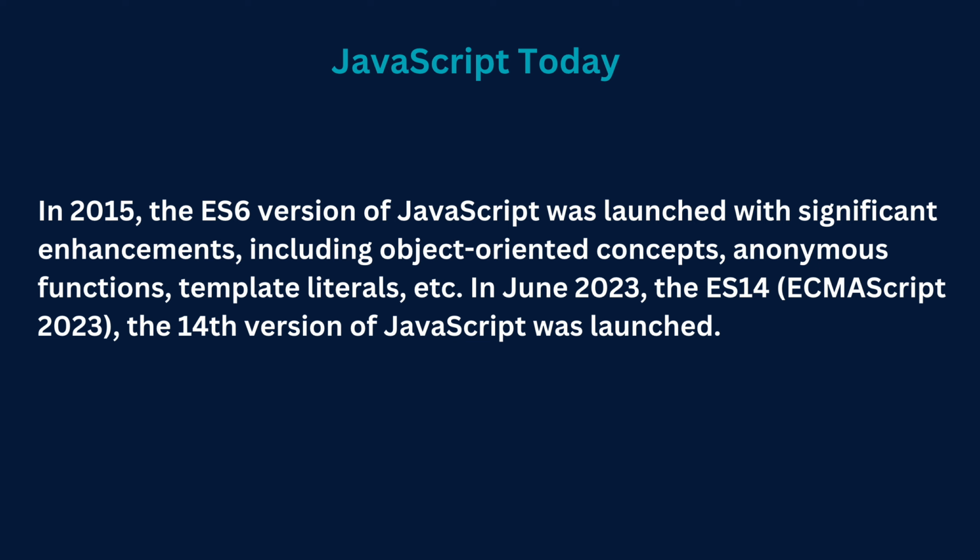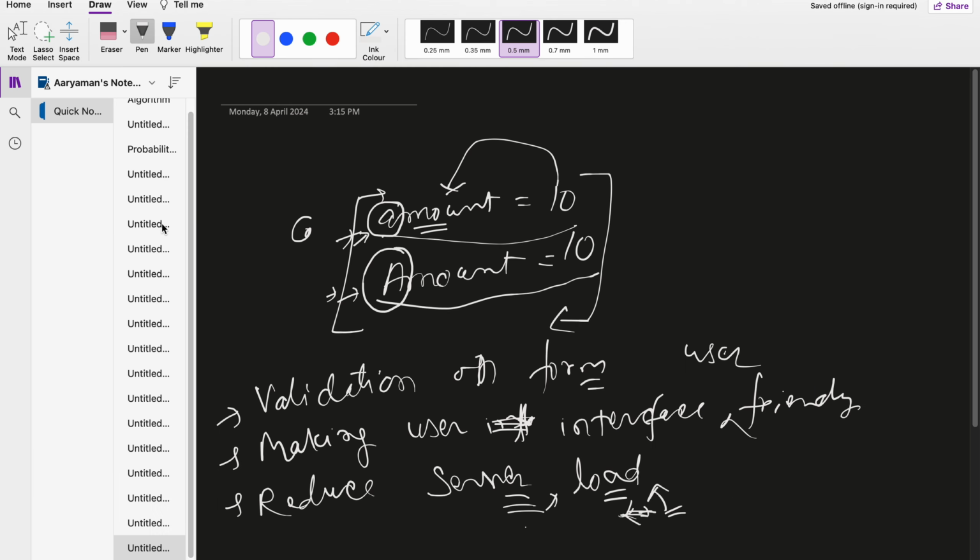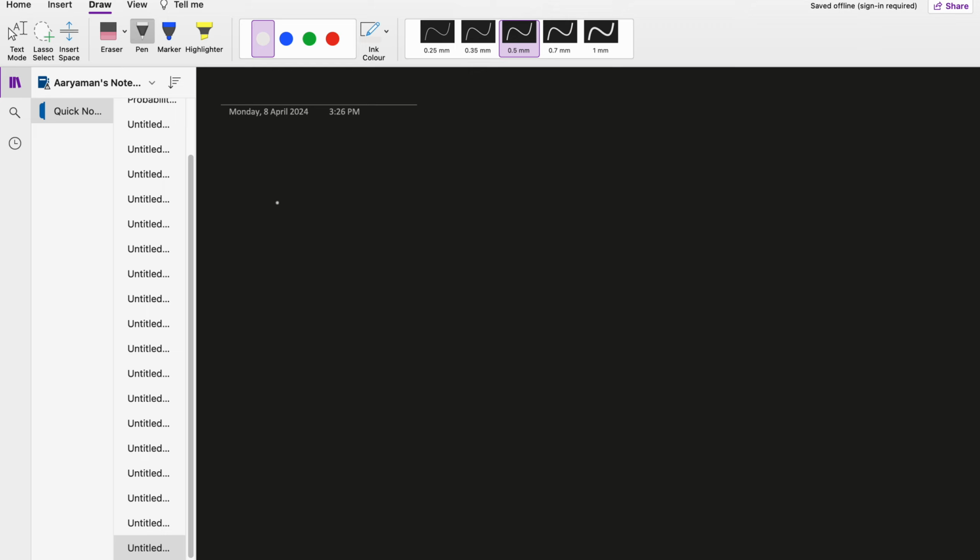So where are we in JavaScript? In 2015, this ES6, what is ES6? Can you tell me what is ES? What is the meaning of this ES? ES6. Have you heard about that? ES6, ES5, ES4, anybody? What is this ES?